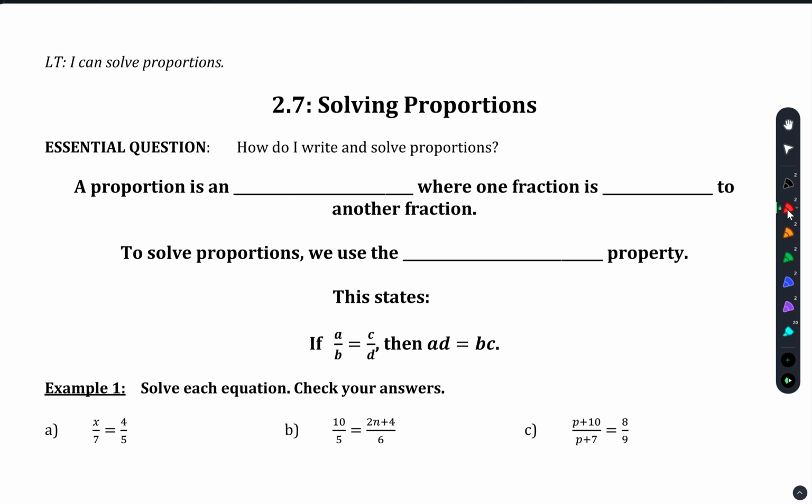Right, so a proportion is an equation where one fraction is equal to another fraction. And in order to solve proportions, we use what is called the cross product property. You might also hear this referred to as cross multiplying.